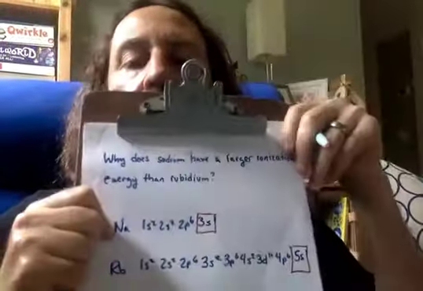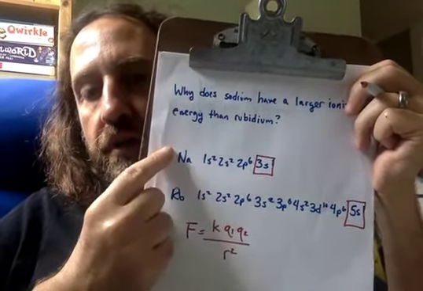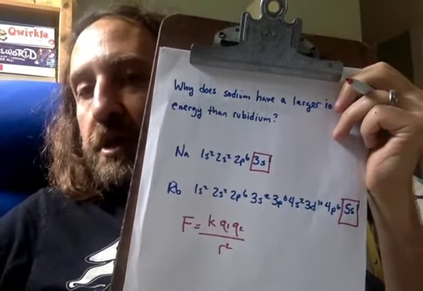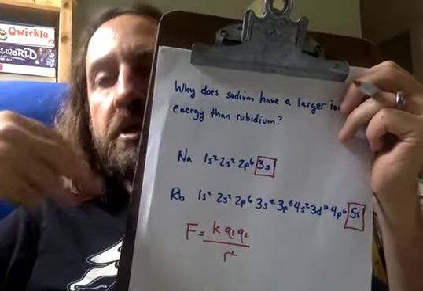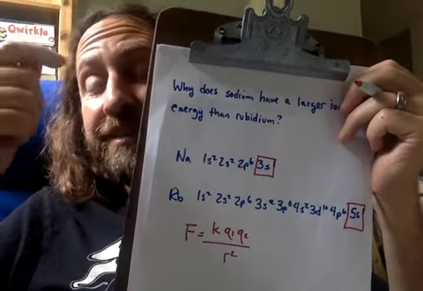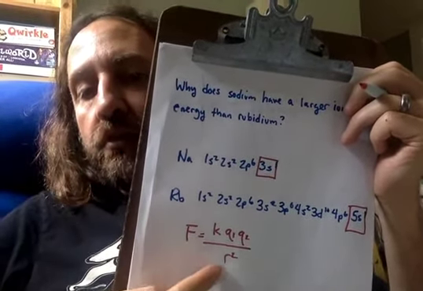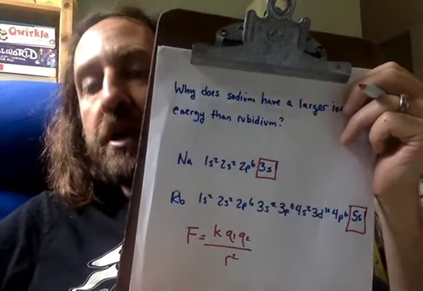So if I set up Coulomb's law, F equals k Q1 Q2 over r squared, you'll notice that rubidium will have a lot more protons than sodium, so that can't be the answer, because rubidium actually pulls with more protons than sodium does. But two things come into effect here. The radius has to be much, much bigger.